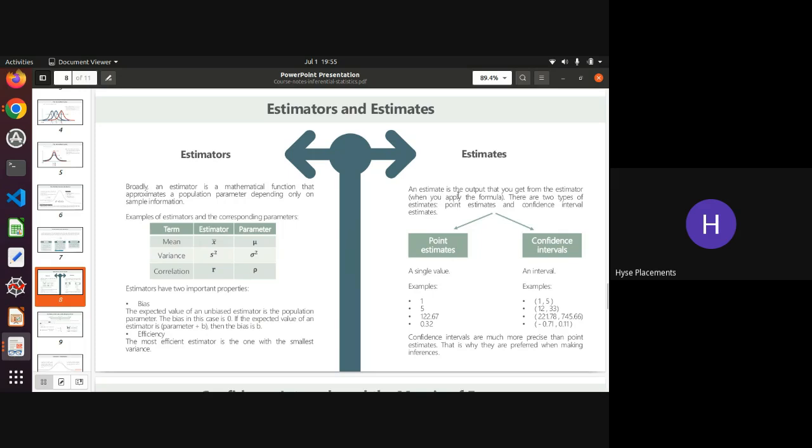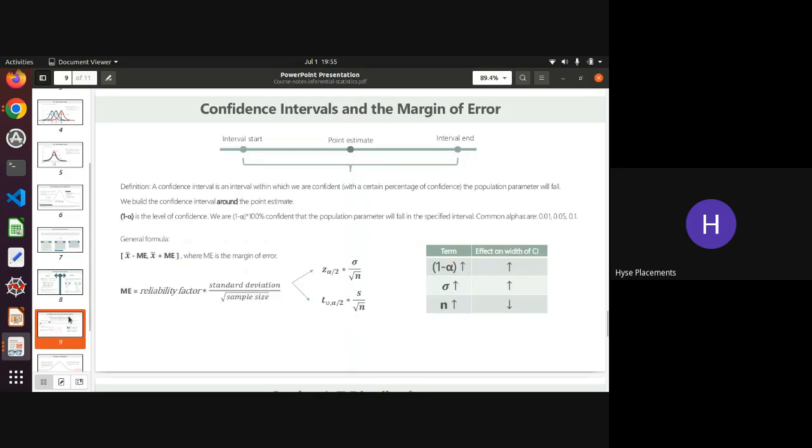An estimate is the output that you get from the estimator. So there are two kinds of estimates here, point estimates and confidence intervals. Confidence intervals are much more precise than point estimates, which is why they are preferred when making inferences. Now, confidence intervals and the margin of error. The margin of error, ME, is nothing but the reliability factor times your standard error, that is sigma by root n.